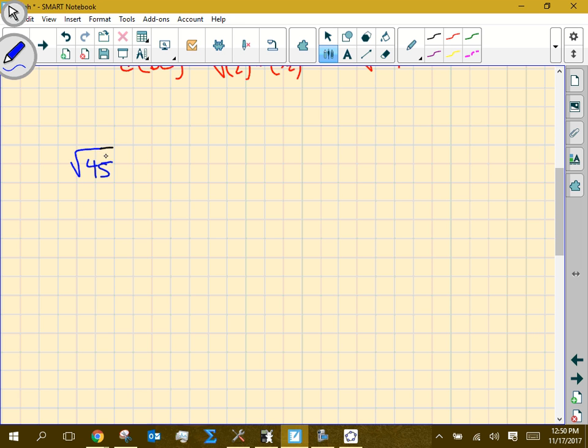Basically, radical 45 is a symbol for another number. It's a symbol for some number that I multiply by itself twice to get 45. If you think about that, it's probably somewhere between 6 and 7, right? 6 times 6 gives me 36. 7 times 7 gives me 49. So the number that I multiply by itself twice to get 45 is going to be somewhere in between 6 and 7.